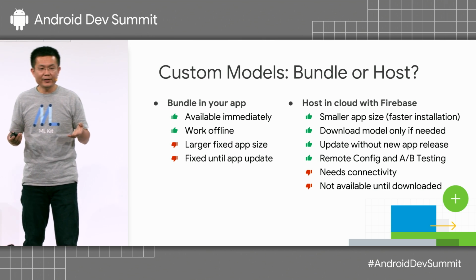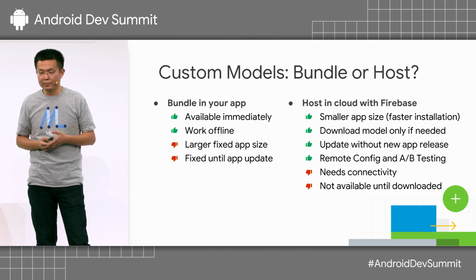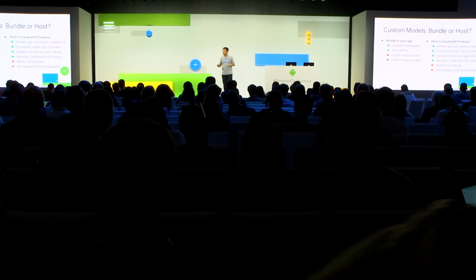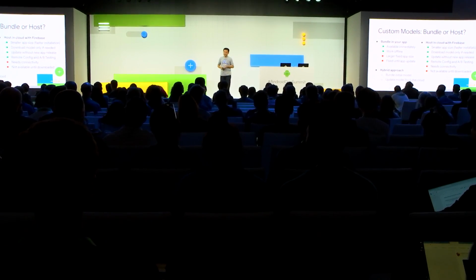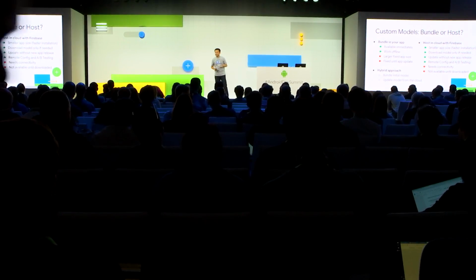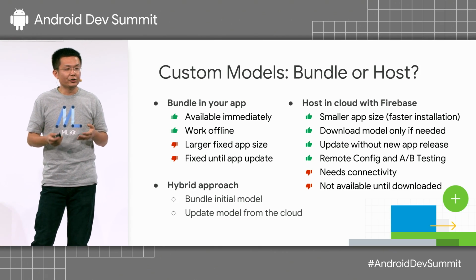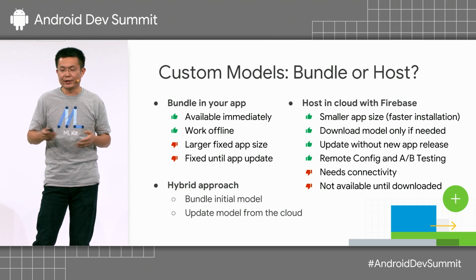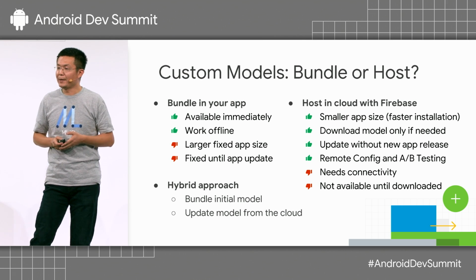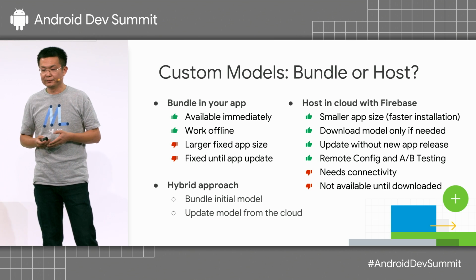When there's no connectivity, you cannot download the model. Also, the model will not be available until it's downloaded. So a third option is using a hybrid approach. You can bundle the initial version of the model in the app, so it's usable right away after installation. Then you can receive model updates over the air from the cloud.